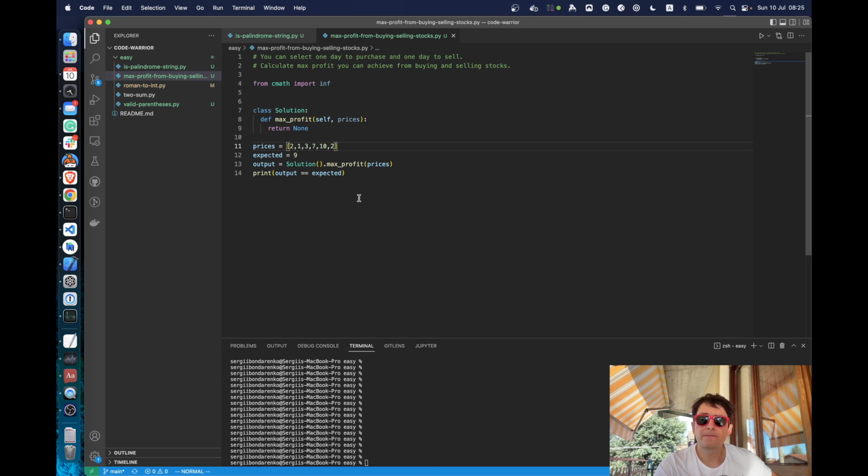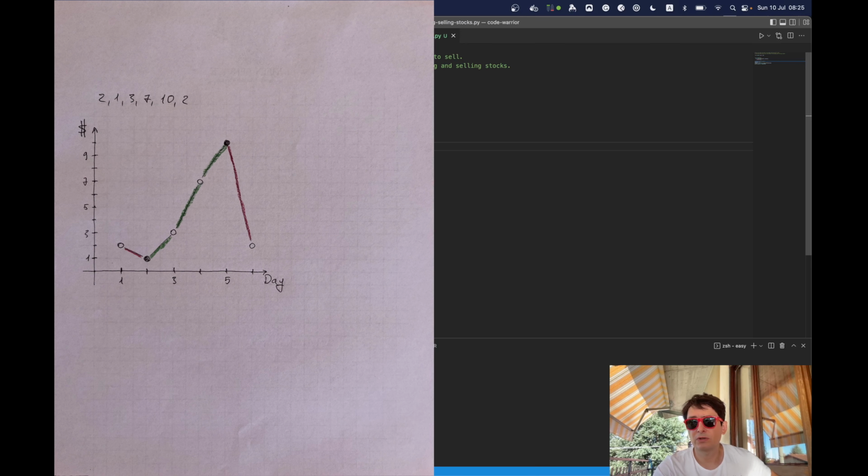So the best approach here is to start by visualizing this. We can draw a chart with dollars on the y-axis and days on the x-axis, and from the chart it becomes clear that the best day to buy is day 2. You buy at price 1, and the best day to sell is day 5, when you can sell at price 10.